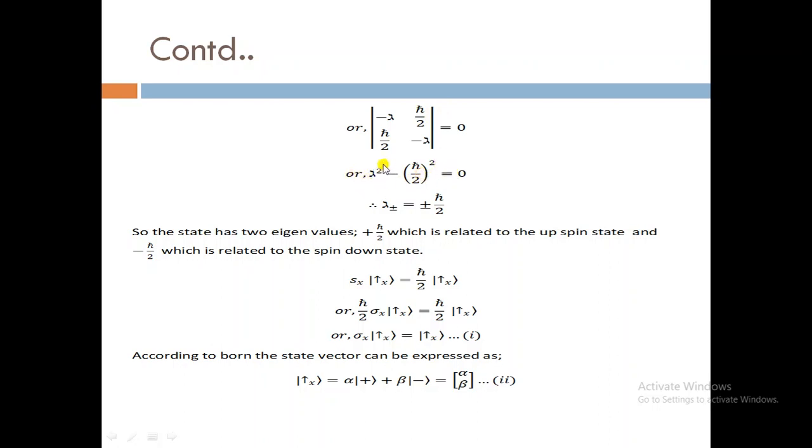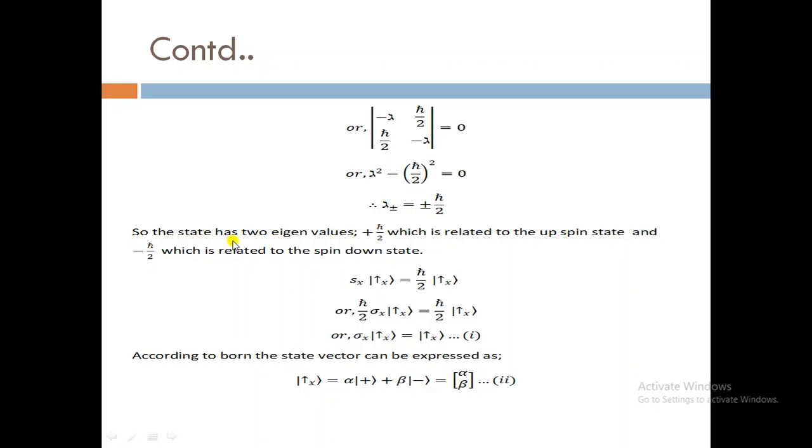This looks like the form a square minus b square. A square minus b square means a plus b, a minus b. From here we can find two values of lambda, right? For those two values we represent one by plus and one by minus. So lambda plus equal to plus h cut by 2 and lambda minus equal to minus h cut by 2. Okay, now Pauli and Bohm assumed this positive eigenvalue is represented with the up state, and this negative eigenvalue is related with the down state. Okay, and he does further solution.